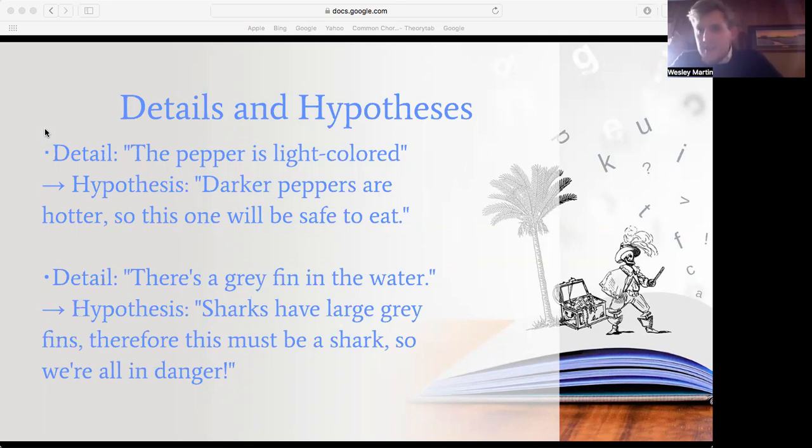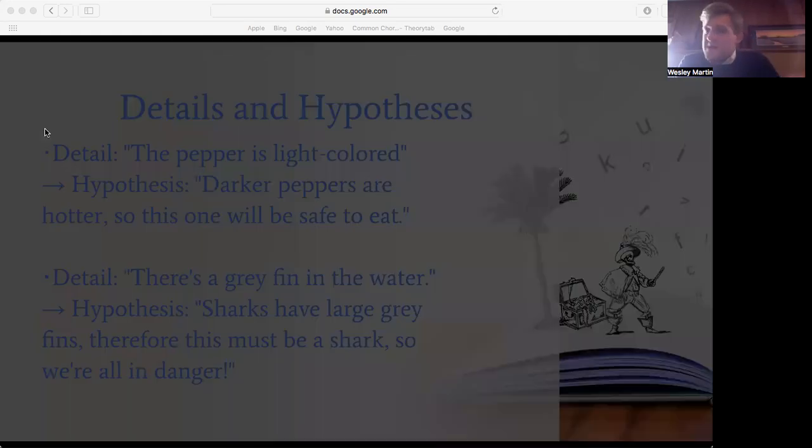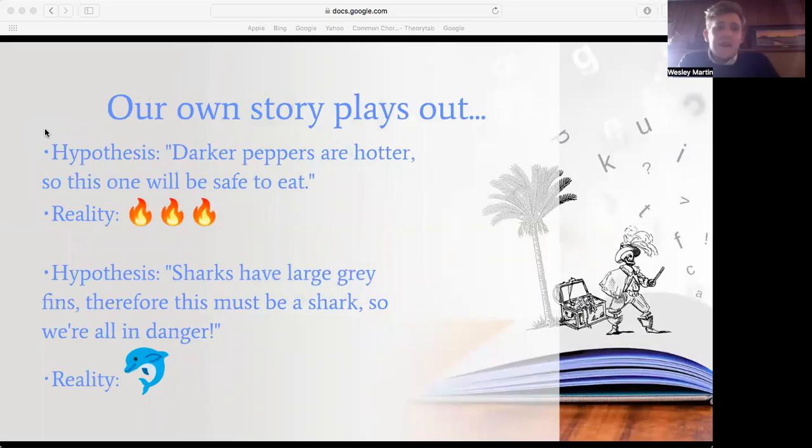Therefore, we're all in danger because, well, sharks like to eat people. But then we went on through our own personal stories, our own lives, and then we saw the reality. And the reality was that, oh, hey, actually, this pepper is really, really hot and probably should not be eaten. And the reality for my former student was that sharks have large gray fins, therefore this must be a shark, so we are all in danger.